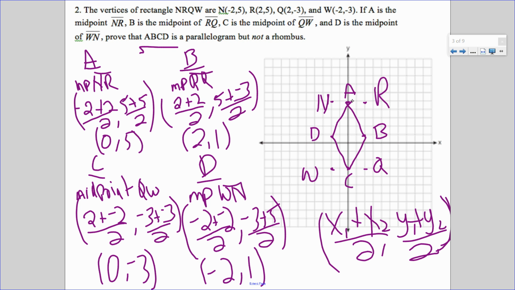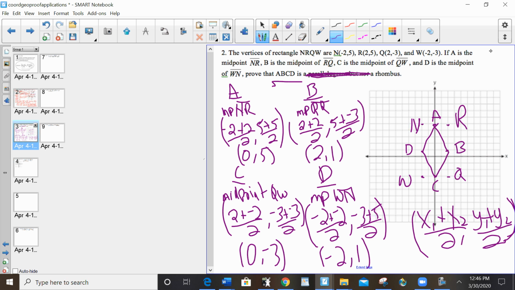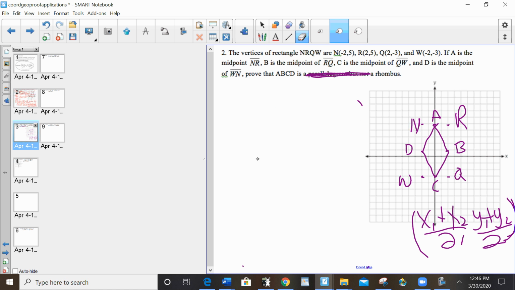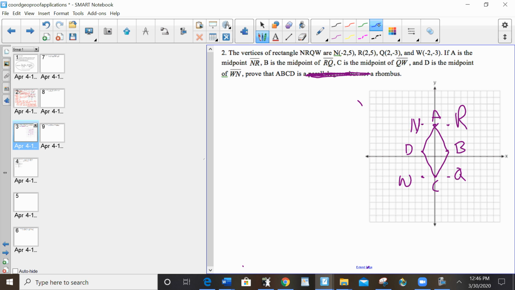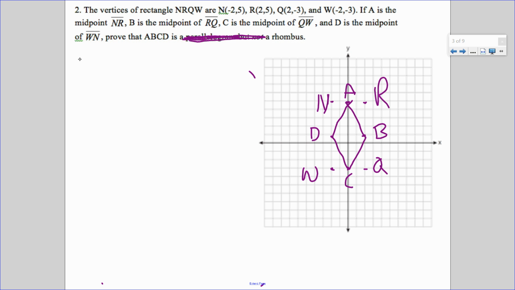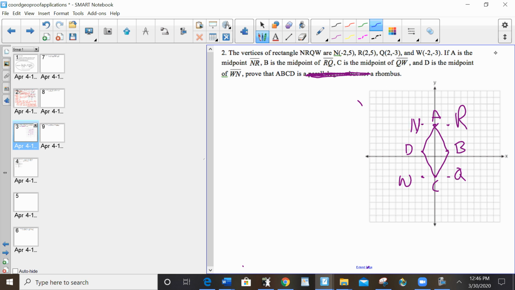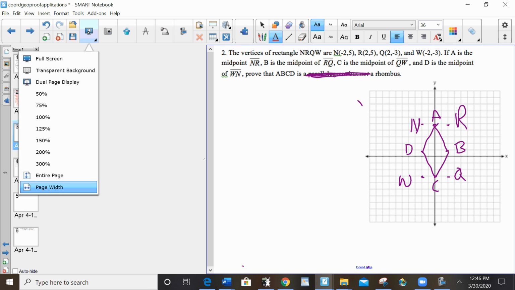So I believe there is a typo here. The typo is prove that ABCD is a rhombus. So that's my mistake. We're proving that it's a rhombus. So let me just erase everything that I just did. Again, all that was necessary to find the vertices of a new shape. But now that I have that, I'm going to prove that it's a rhombus.